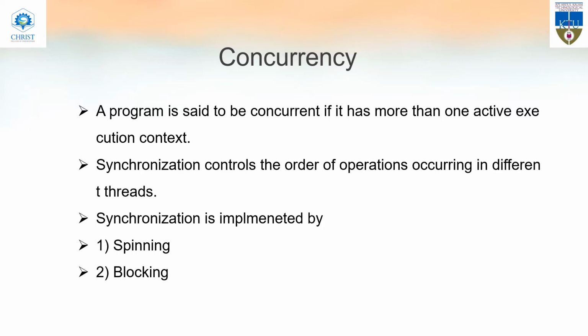And you know what we mean by synchronization. Synchronization means control of order of operations occurring in different threads. It's called synchronization. All those topics you already know. Synchronization is implemented in two ways: the first one is spinning, the other one is locking. We'll be dealing with it in depth later. So we'll move to the next slide.